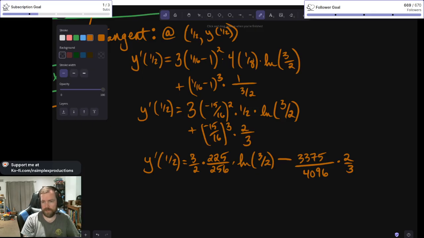No, we're good. Right, we're good there. This is going to be equal to then. Let's see, 256 doesn't have any 3s, 225 doesn't have any 2s, so we are just multiplying across. This is going to be 512 on the bottom and 675 on top, times the natural log of 3/2.